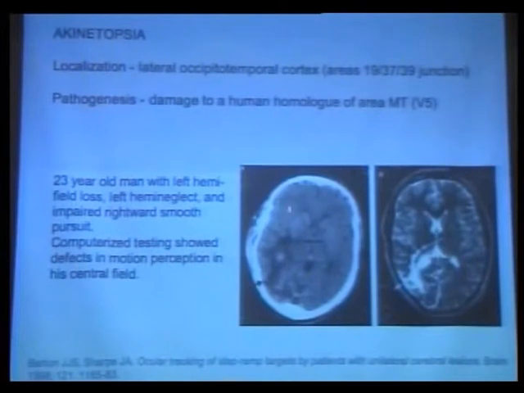The location is in the lateral occipitotemporal areas, out in the cortex here, whereas most of what we saw before was on the inside. This is on the outside here, and this is a classic location of somebody who's going to have an akinetopsic deficit. In this case, it's unilateral, so it's only hemiakinetopsia.